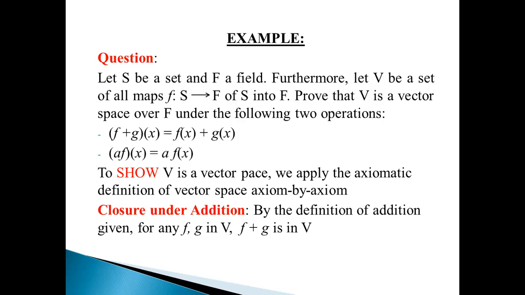To show that V is a vector space, we are going to apply the axiomatic definition of a vector space, showing that all those 10 axioms hold axiom by axiom, following the same order of axioms as we gave in the definition. We will start by closure under addition. By the definition of addition given, for any f and g in V, f plus g is in V, because that is by definition. You can always add f and g and still remain in V.